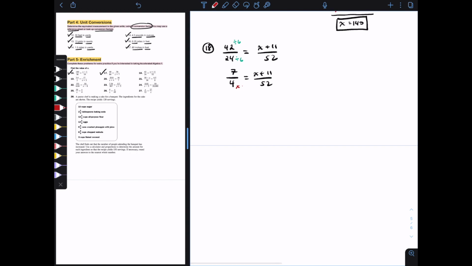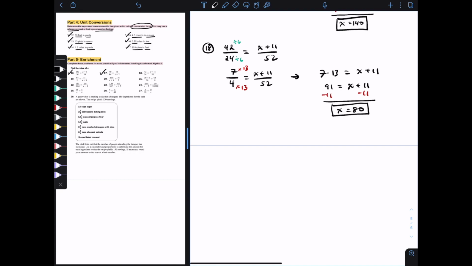4 to 52, well, there's 52 cards in a deck, and there's 4 suits, and there's 13 of each one, so I know 4 times 13 is 52. That means 7 times 13, we can write this as an equation. 7 times 13 is equal to x plus 11. 7 times 13 is 91, so we can say 91 is equal to x plus 11. Then we can use the subtraction property of equality, take away 11 from both sides, and say x is equal to 80. That should be our final solution for number 18.